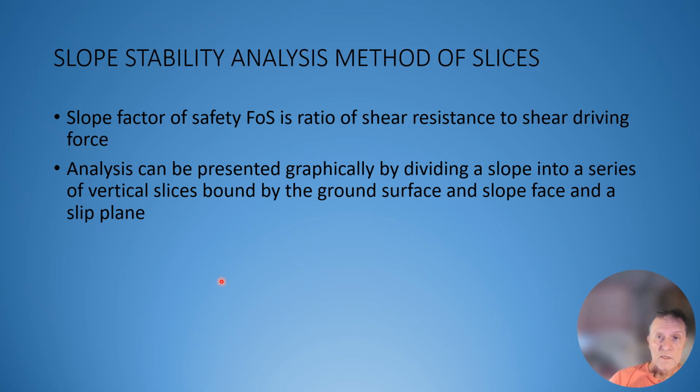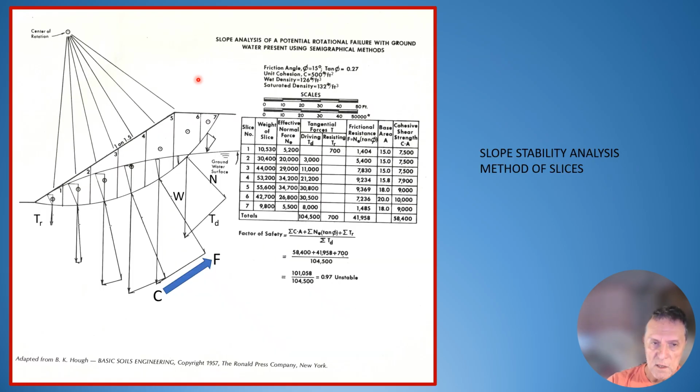How do you analyze the stability of a slope? You use an analysis called method of slices. The slope factor of safety you want to get to should always be greater than 1. The ratio of shear resistance to shear driving force should always be greater than 1. You can graphically analyze a slope by dividing a slope into a series of vertical slices. So this is what it could look like.